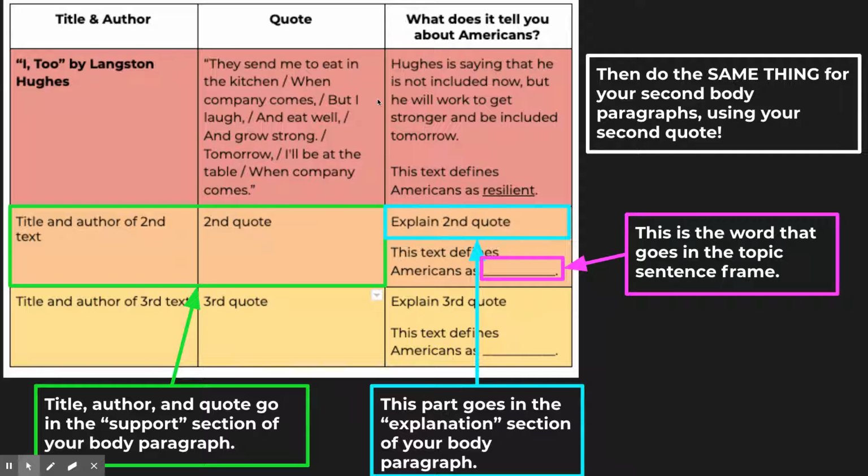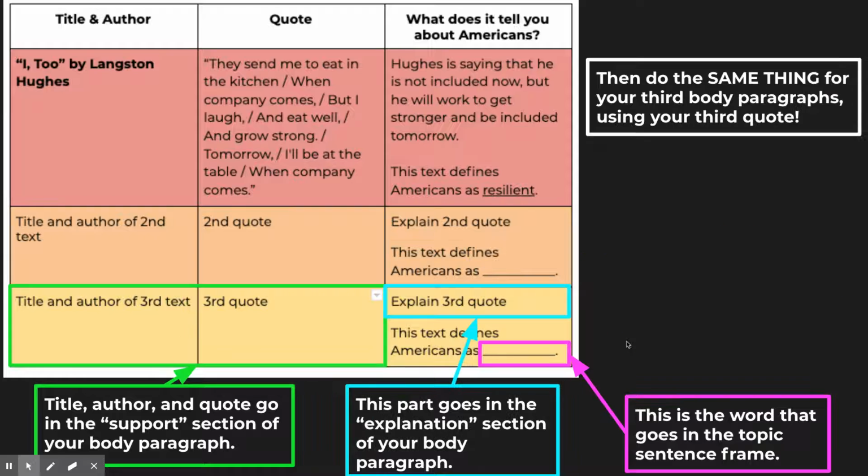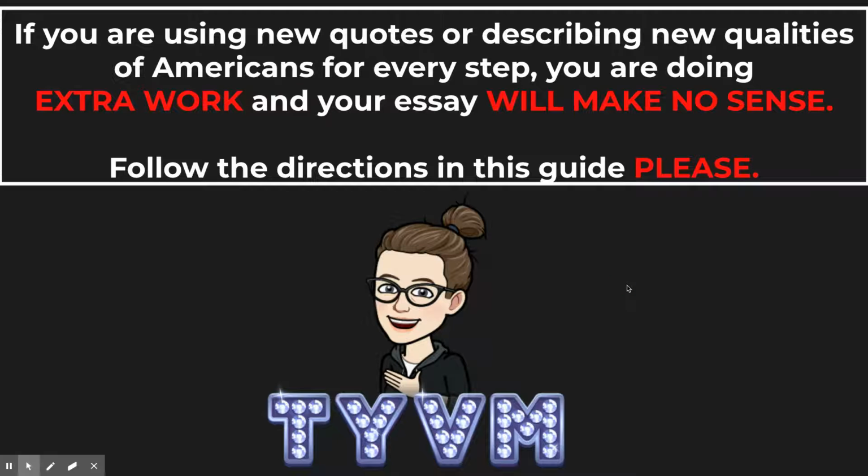So if the red is body paragraph number 1, the orange is body paragraph number 2, and it works exactly the same way: topic sentence, support, explanation. And yellow would be body paragraph number 3: topic sentence, support, explanation. Please make sure that you are following this format so that you are not doing extra work and so that your essay actually makes sense as a whole.